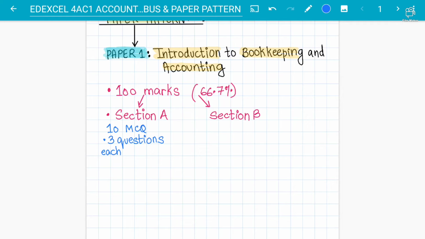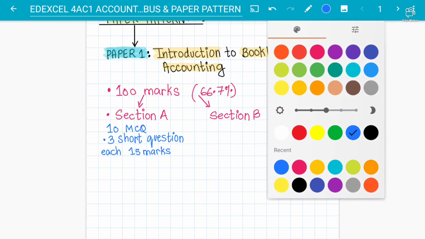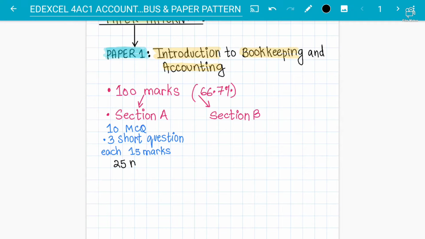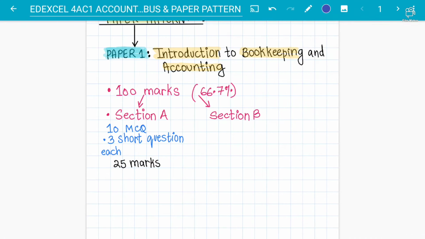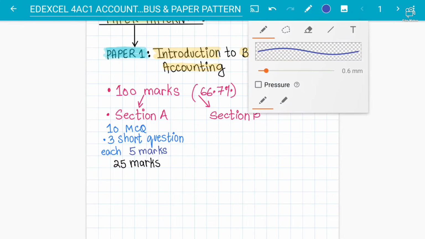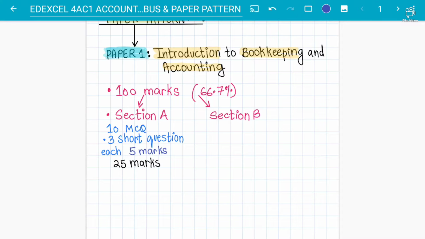These are 3 short questions, each worth 5 marks. My bad, not 15 marks, each of the 3 short questions is 5 marks, so apologies. That's how it makes 25 marks: 3 fives are 15, and 15 plus 10 is 25 marks.